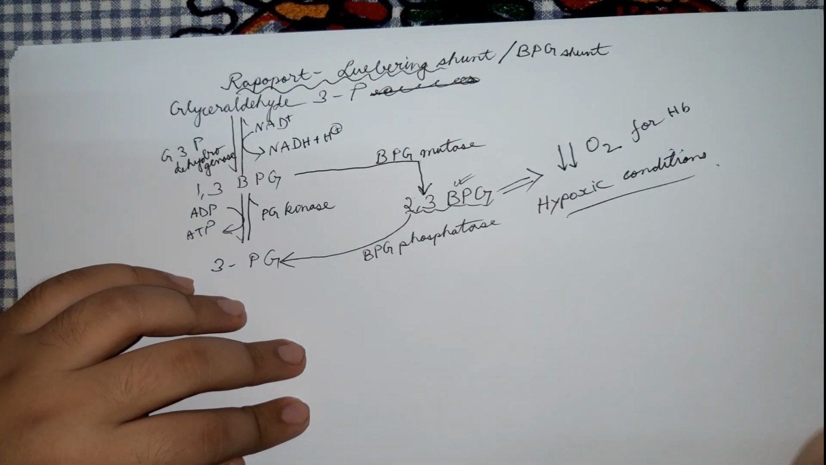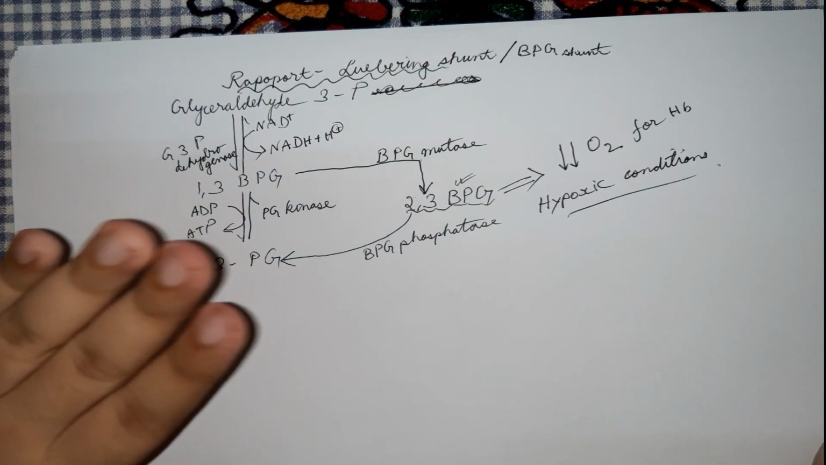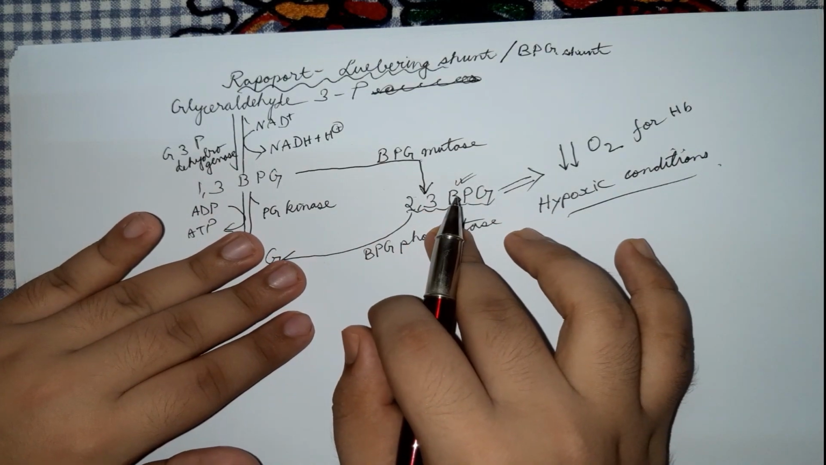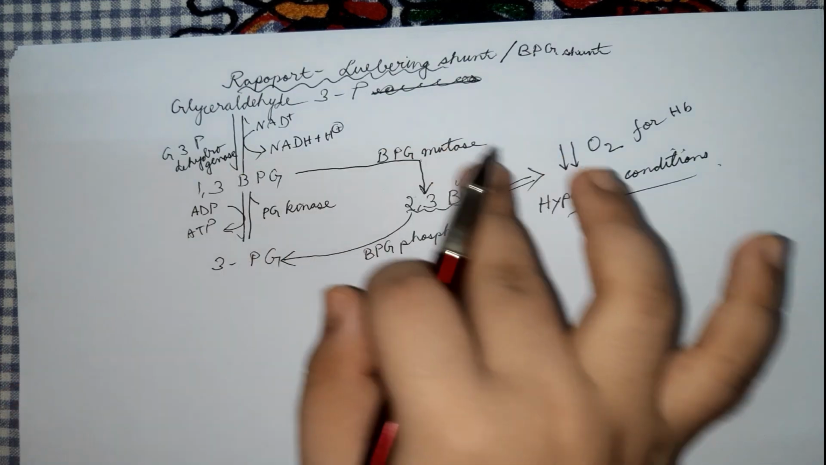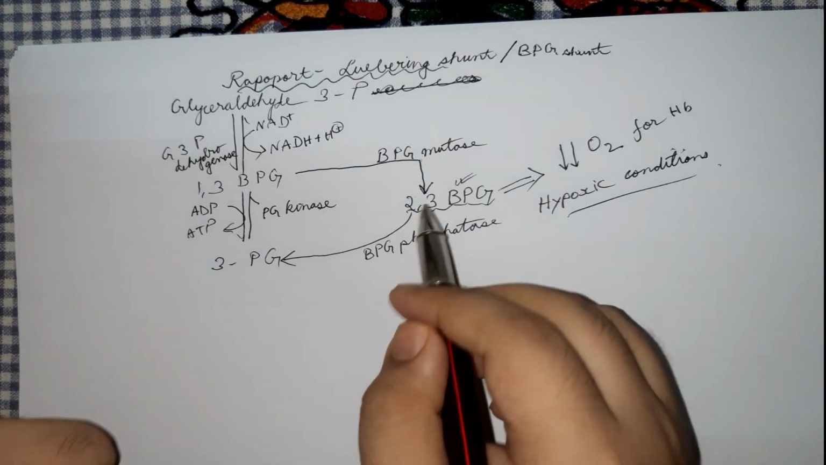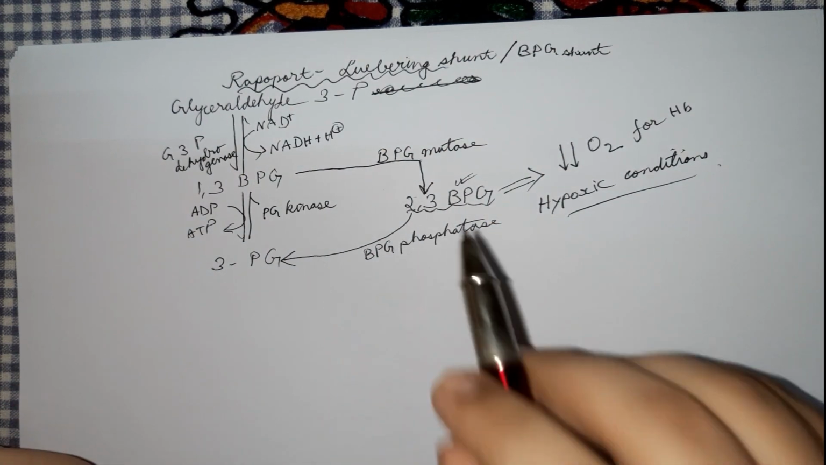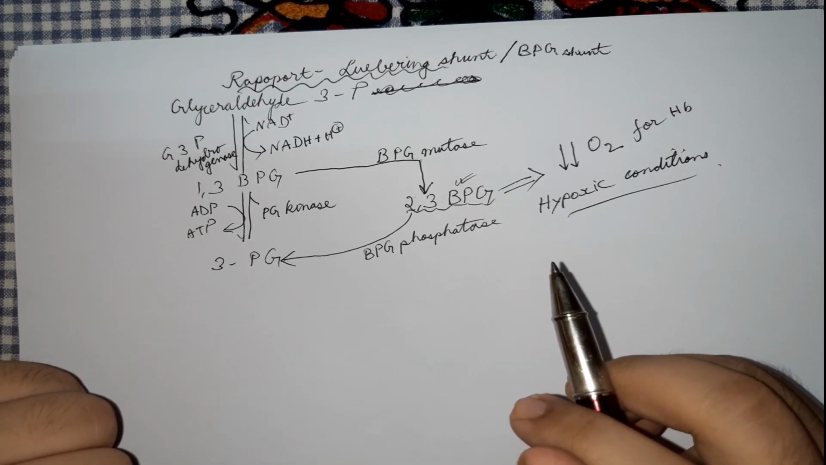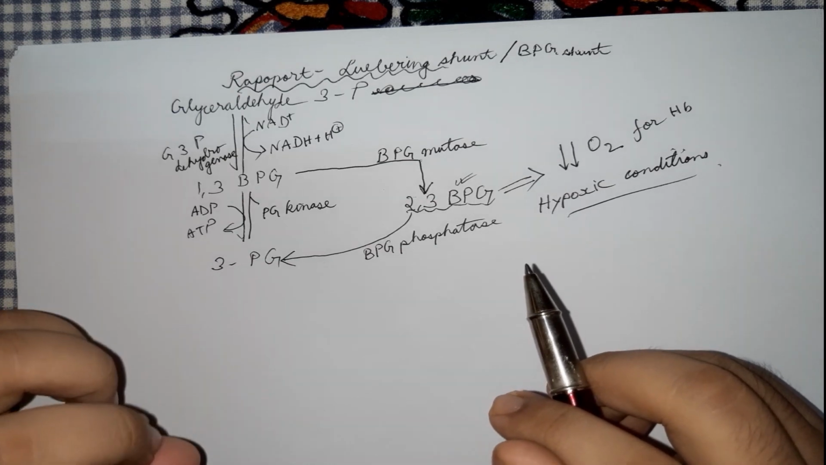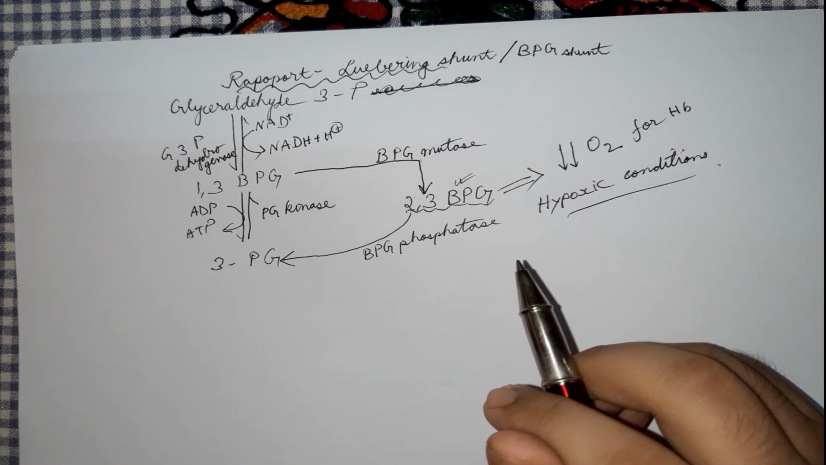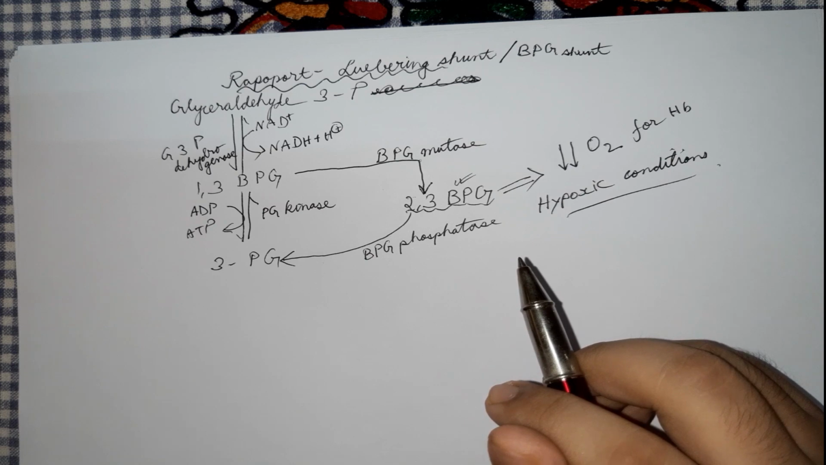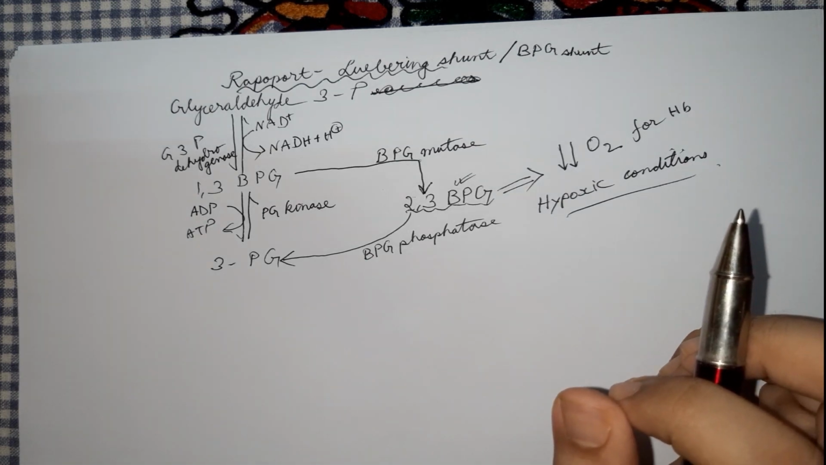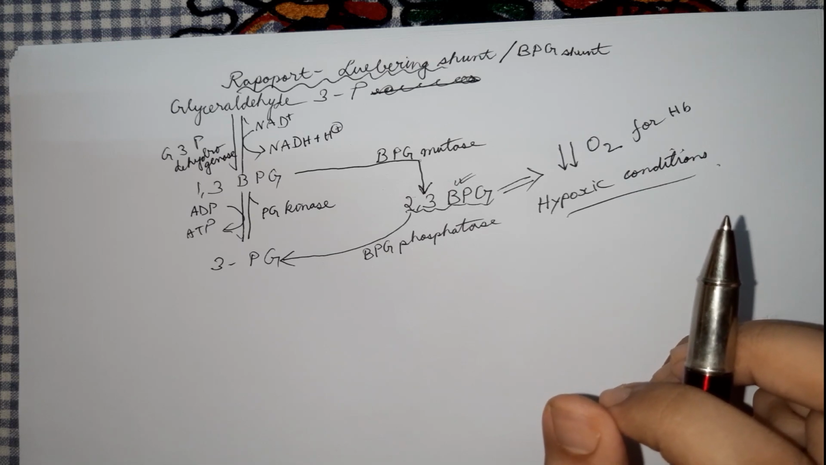Rapoport-Luebering shunt, or the BPG shunt. So why is this important? Because 2,3-BPG is needed for erythrocytes. Hence, erythrocytes go through this special pathway so that the 2,3-BPG can be synthesized, which in turn regulates oxygen affinity for hemoglobin molecules, which is an extremely important task. This is an important thing which I forgot to mention in my previous video.